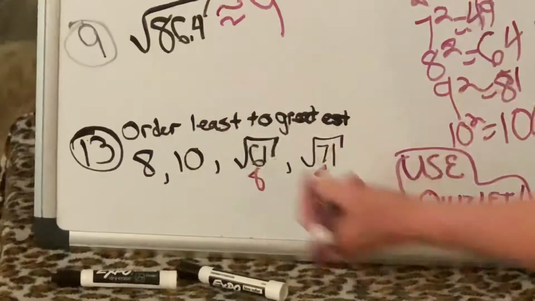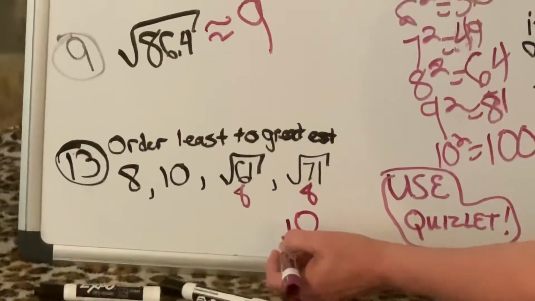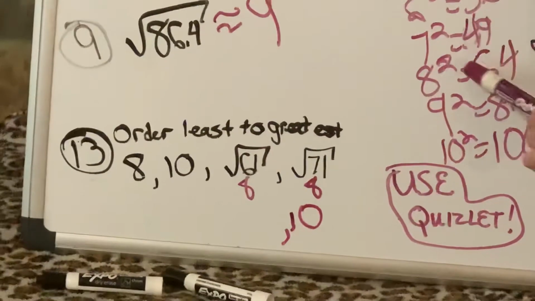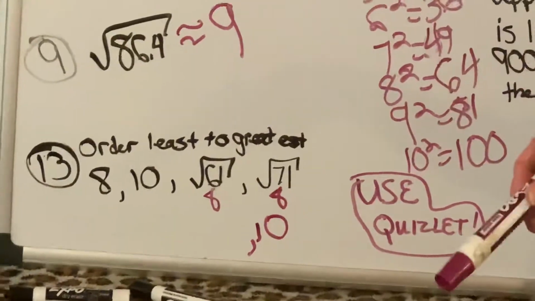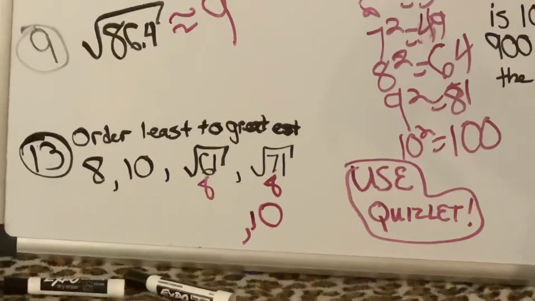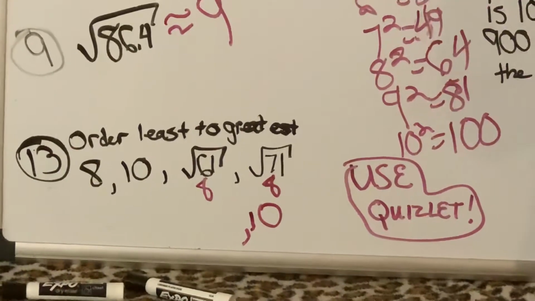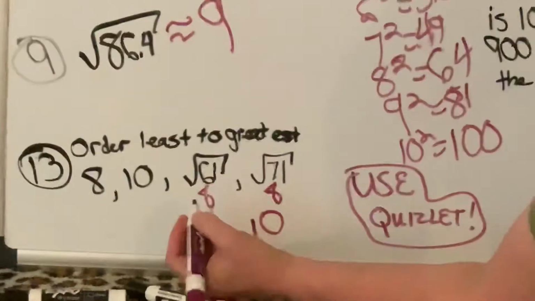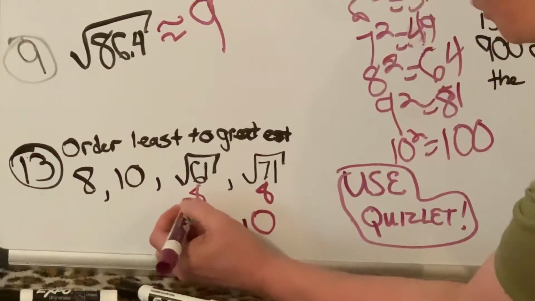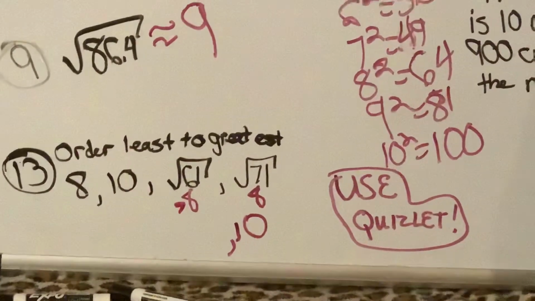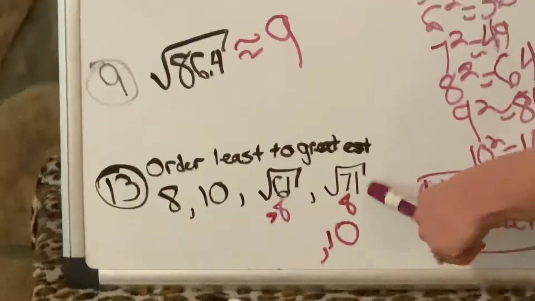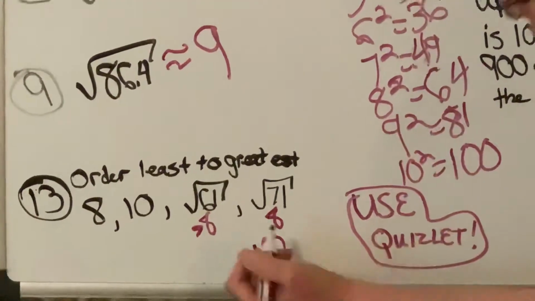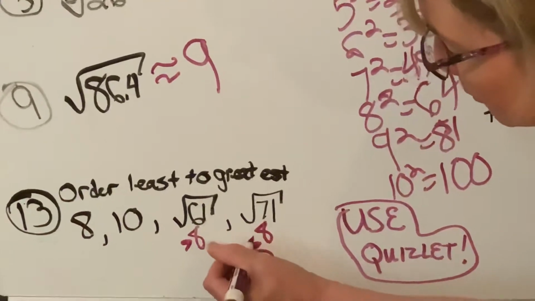Okay, so we know that the 10 is going to be last, so we can go ahead and put this one. All right, so let's go back to 61. It came before 8. So does that mean it would be greater than 8 or less than 8? Because it comes before the 8, it's going to be less than. So this one is going to be just a little bit less than 8. And this one comes after the 8. It comes between 8 and 9. So this one is going to be a little bit greater than 8.